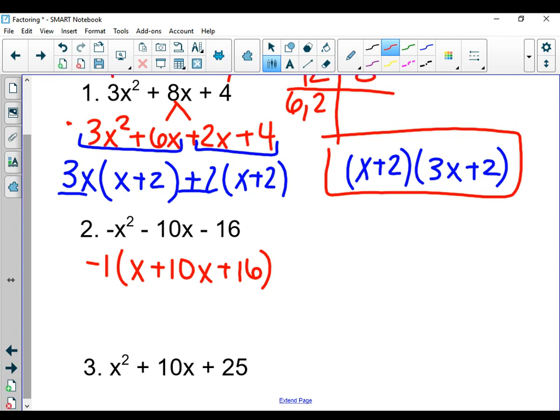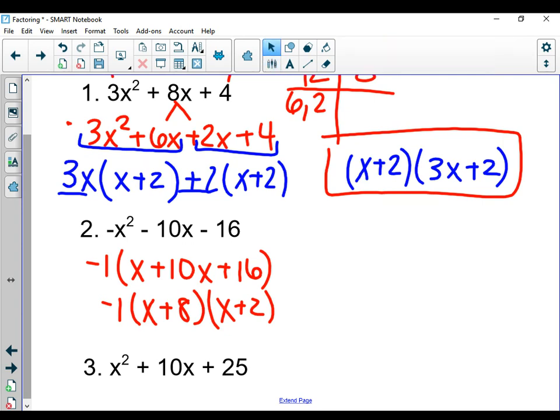There's a big difference between solving by factoring and just factoring, okay? Because if we were solving, remember I told you the -1 really doesn't mean anything, okay? But since we're factoring, it does mean something. It needs to stay there. Okay, now I have a leading coefficient of 1. Two numbers that multiply to get 16 but add to get 10. 8 and 2. Okay, so the -1 has to stay there when you are factoring. If you are solving, you don't need it.